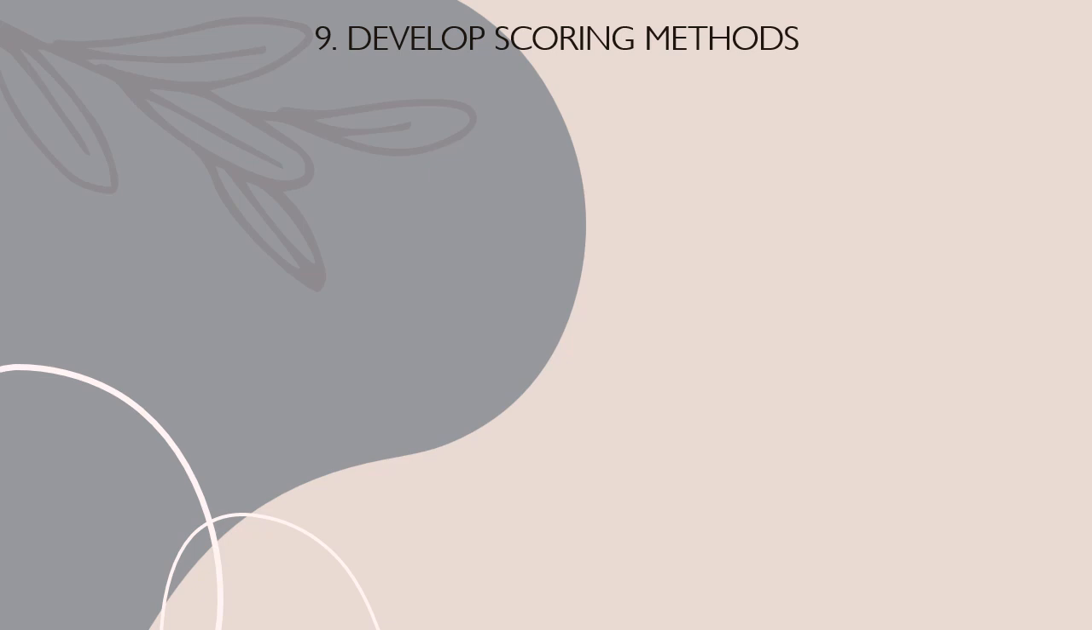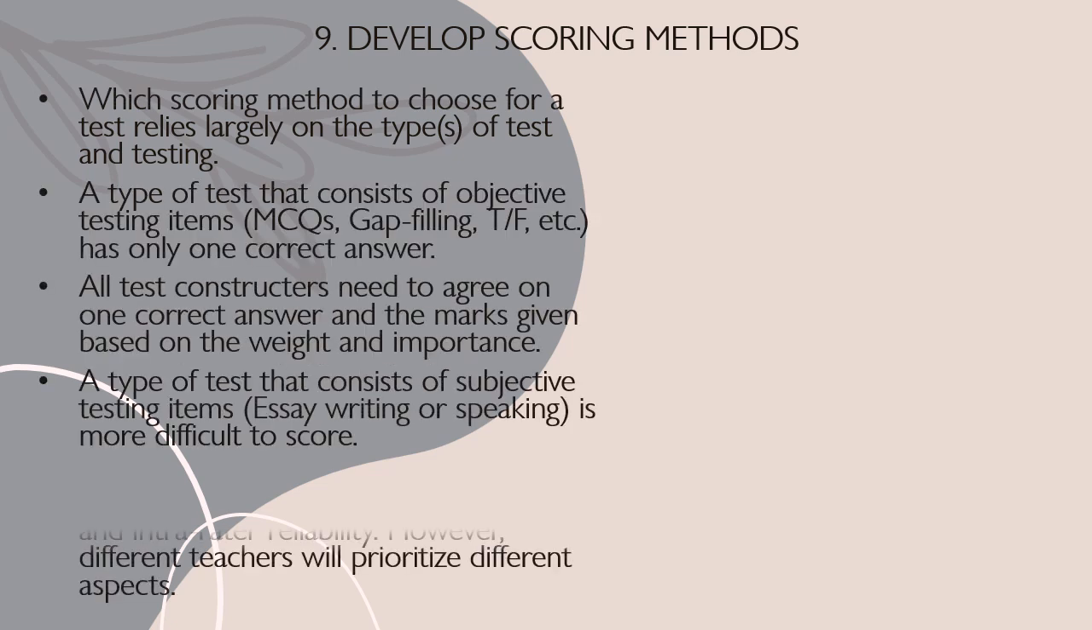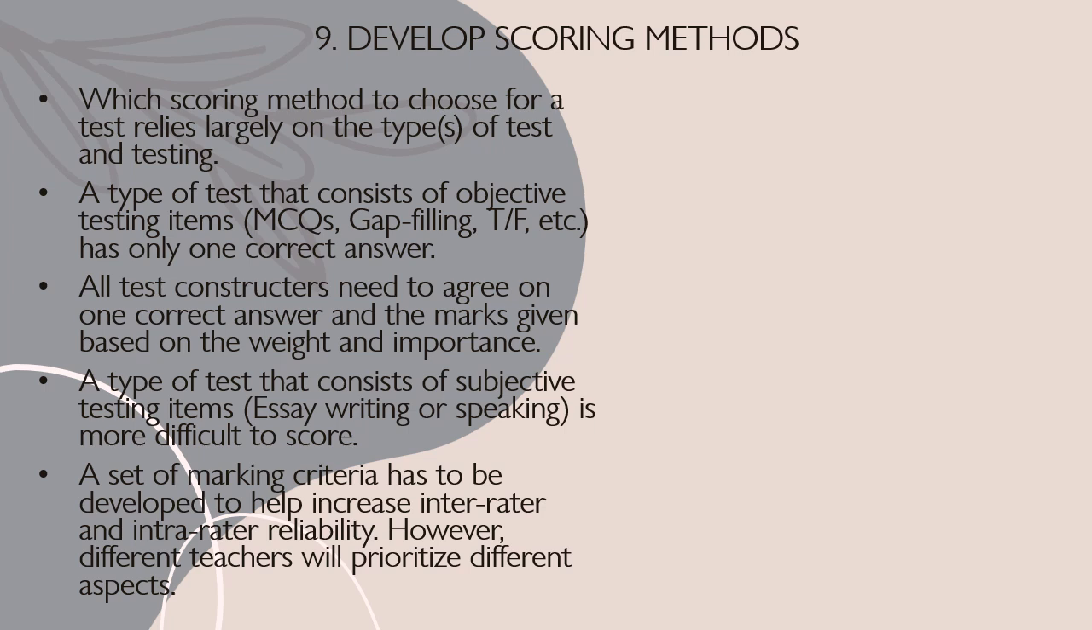Should you go for objective scoring methods or subjective scoring methods? The objective scoring methods, you know what I mean, we have already discussed it multiple times. Objective scoring is a lot easier because there's only one correct answer. And it is more reliable too because no matter how you look at it, there's only one correct answer. It's just that all the constructors of the test will need to agree on one correct answer and everybody will go for it. There will never be two different answers for one item because we all agree that that is the answer.